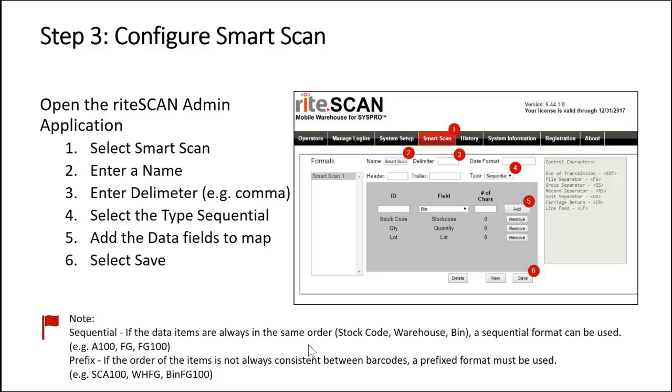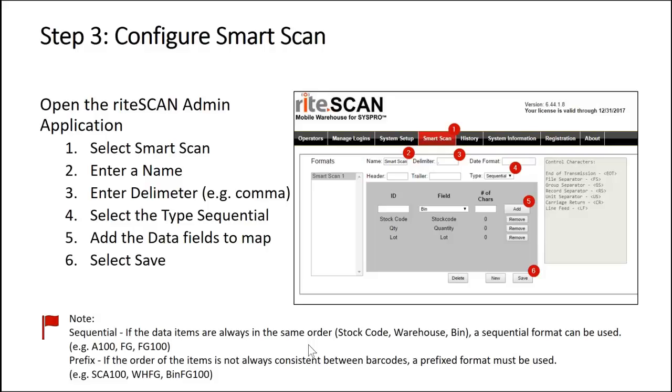However, if there is a customer or somebody that needs to use prefix, prefix is a way to, rather than using a sequential order, use a slight prefix in front of the actual variable that identifies what it's mapping to. So for example, you'll see in my below example for prefix, there's SCA100. What that means is the SC is the prefix that it's associating as stock code A100, and then it's also mapping the WH for warehouse and then the actual warehouse data.